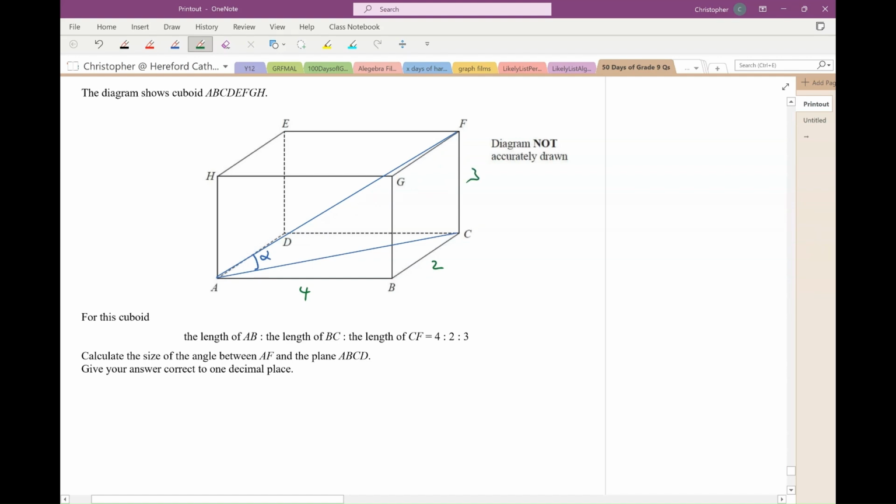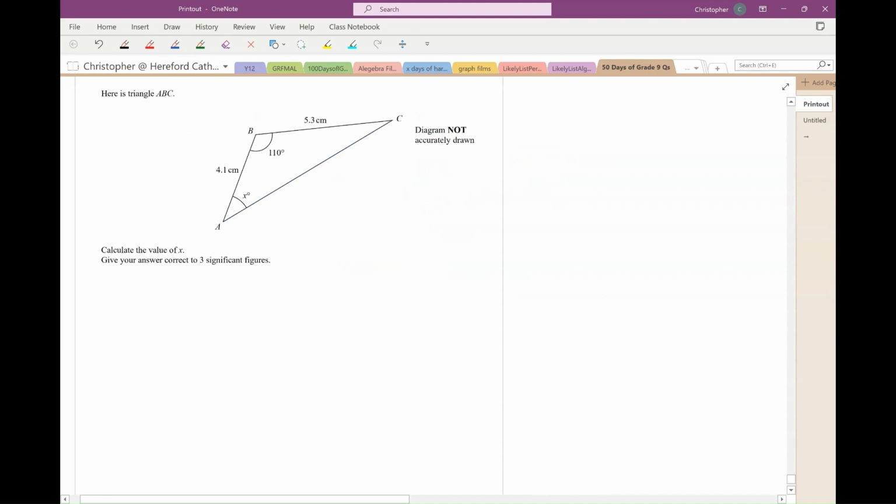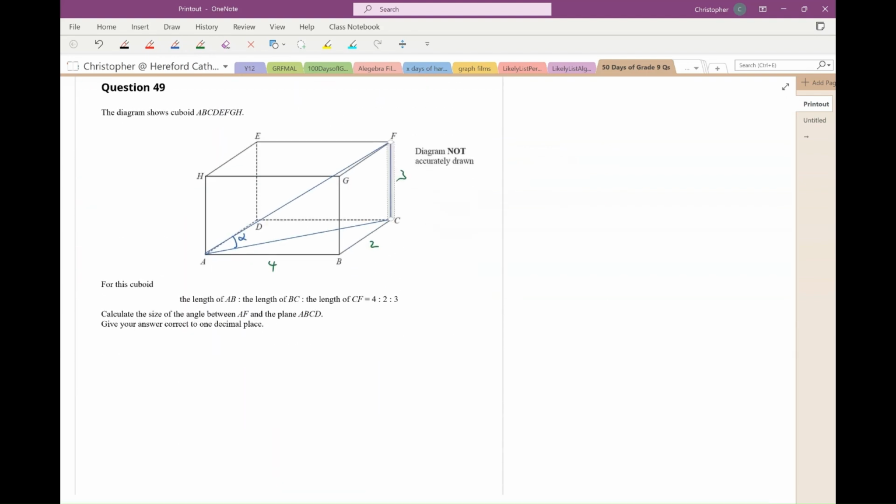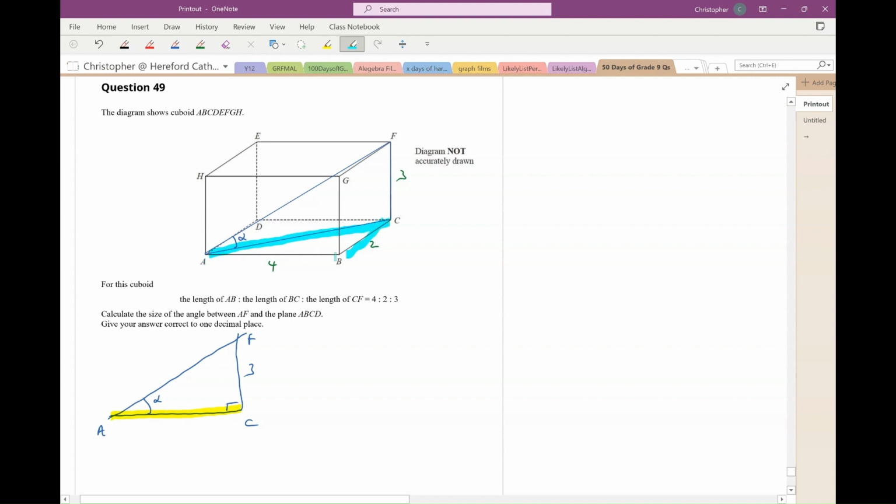Okay, well, I'd really like to be dealing with this blue triangle here. Let's draw that blue triangle. Here it is. Right, so it goes from A to C and then up to F. A, C, F, right angle there. That's 3. I wish I knew what AC was, because then I could use tan. But let's have a look at this triangle on the base of the shape.